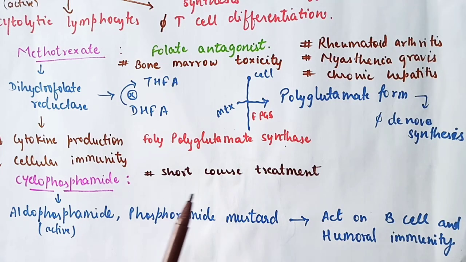Next, cyclophosphamide. It is for short course treatment, and it is again converted into the active form in the liver, that is aldophosphamide or phosphoramide mustard. And they act on B cells and humoral immunity, not on T cells. So this is the important point to learn for them: they are active against B cells.